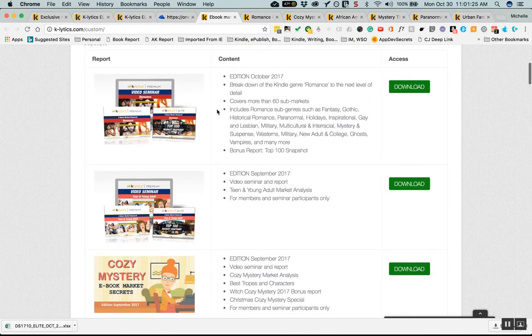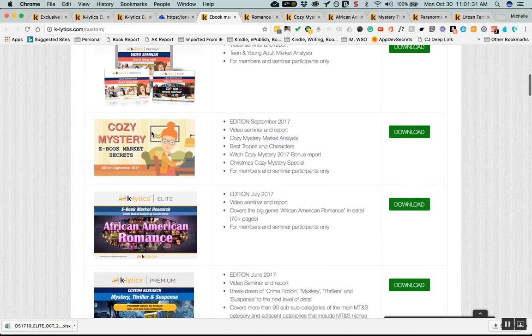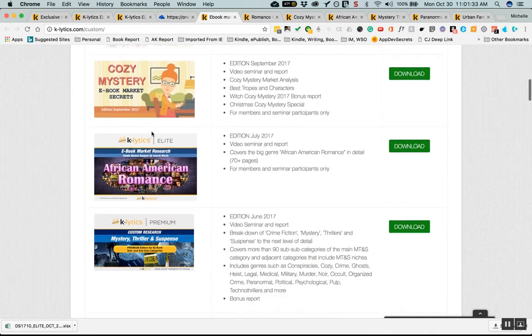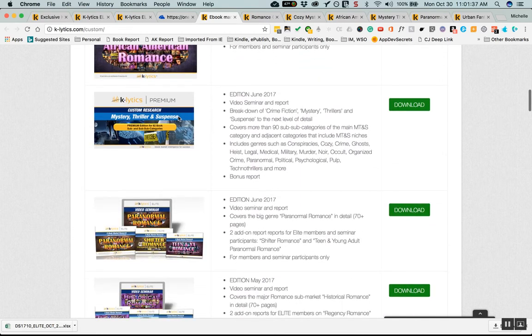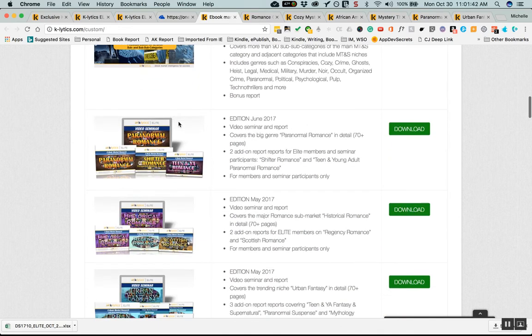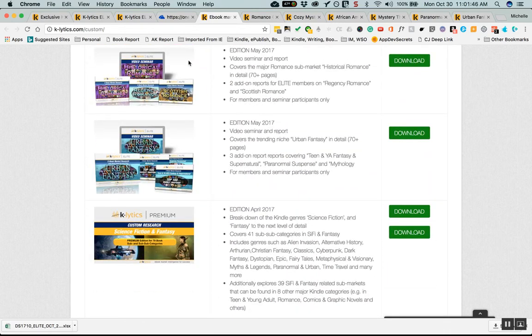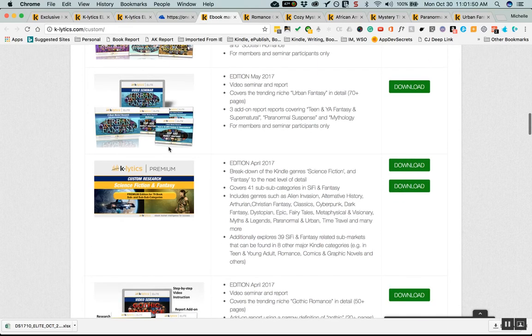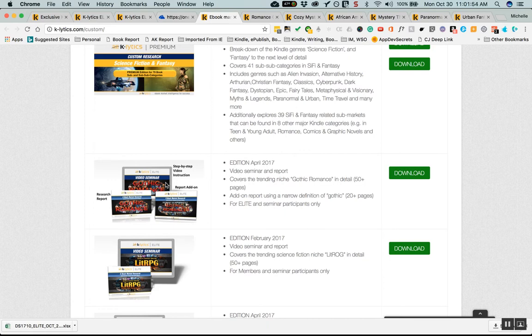So in October, we have the overall romance. In September, he put out the teen and young adult. September, he also put out cozy mystery. July was African American romance. June was thriller, mystery, thriller, suspense, or MTS, as we like to call it for short. June was paranormal romance. May was historical romance, also urban fantasy and science fiction and fantasy. And then he had gothic romance in April.